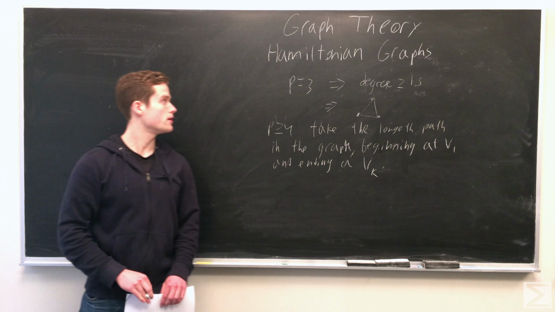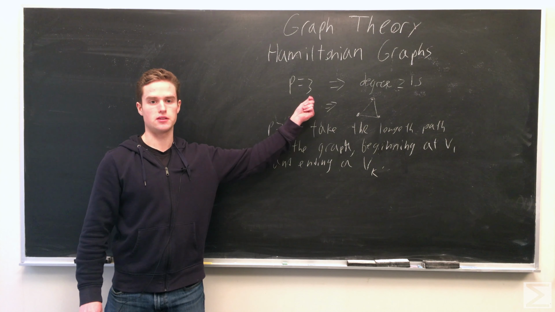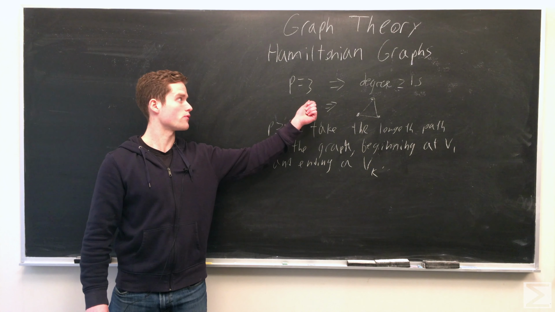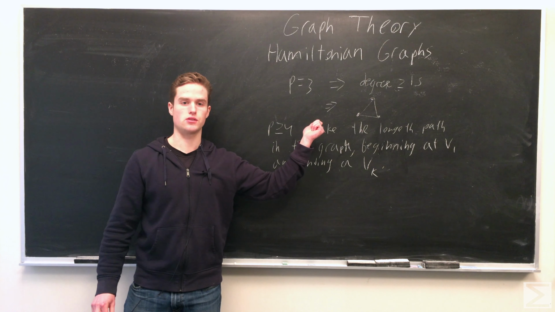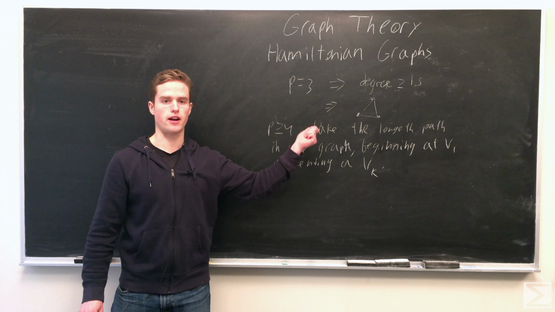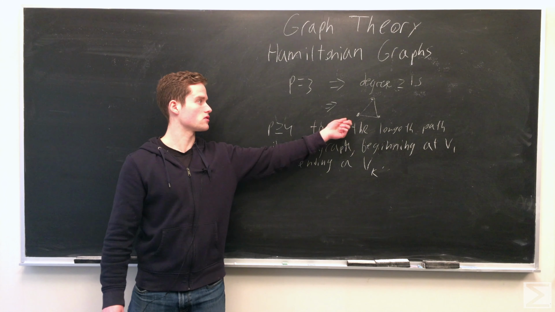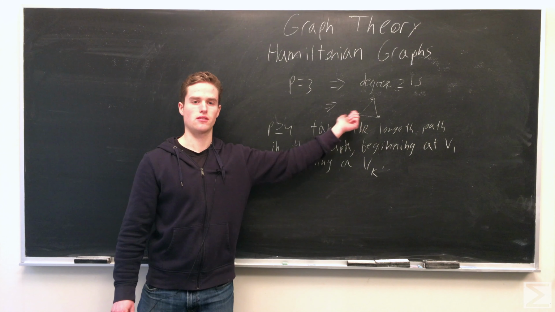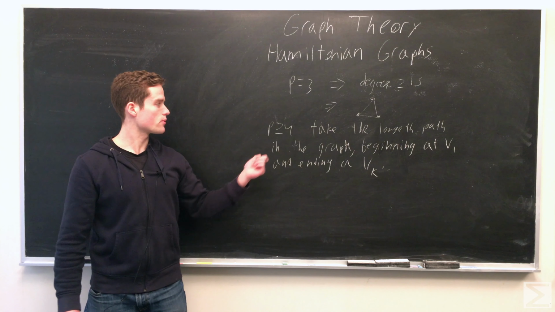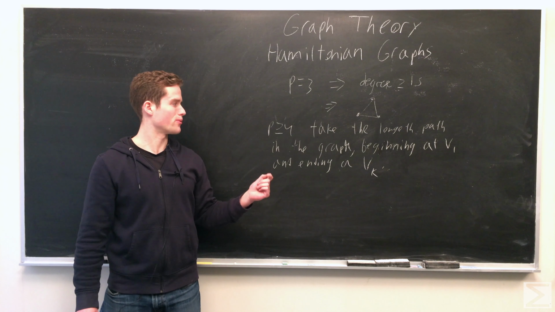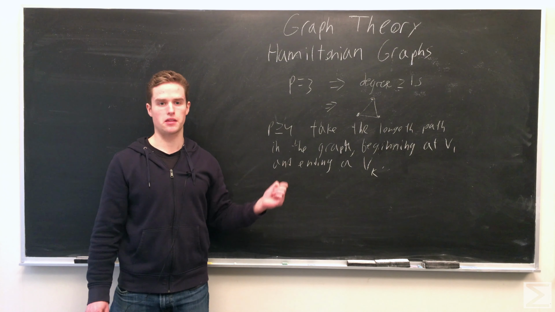First, if P equals 3 and the degree is greater than or equal to P over 2, which is 1.5, then the degree of each vertex is actually greater than or equal to 2, since we can't have a fractional degree. If the degree is 2, that's just the complete graph on 3 vertices, and clearly this is Hamiltonian. So now we're going to assume P is greater than or equal to 4, and we're going to consider the longest possible path in the graph.